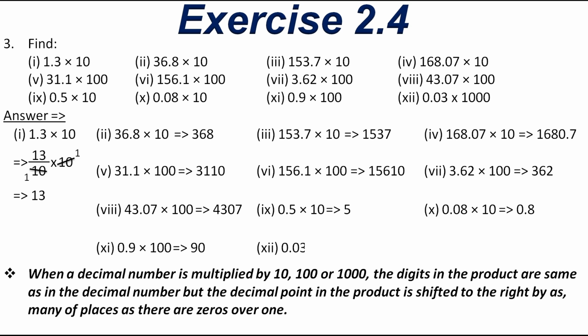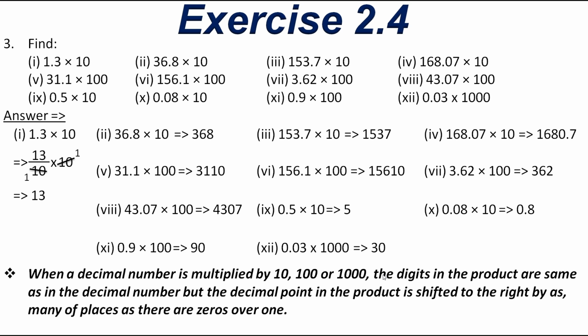Okay, next we have 0.03 into 1000. Now here in the 1000 we have three zeros. That's why we have to move the decimal point 3 digits. But here we have only 2 digits after the decimal point. Therefore we have to give one 0 extra. Therefore the answer is becoming 30.